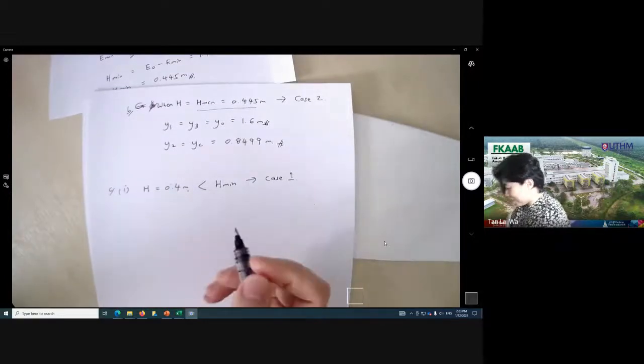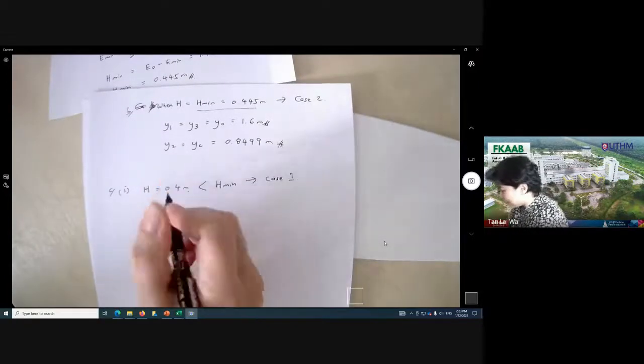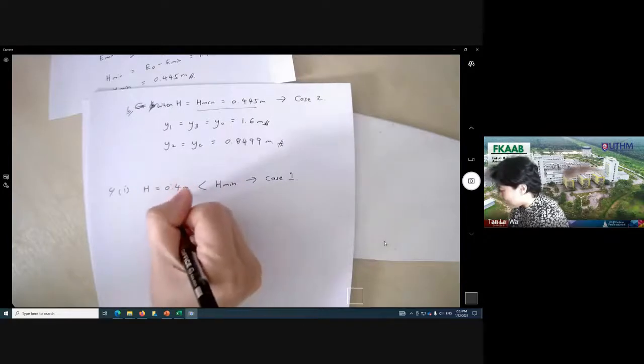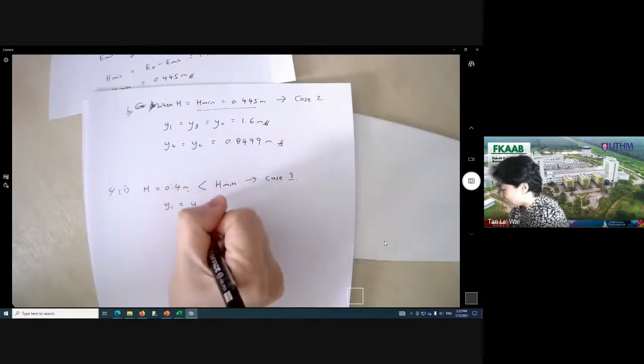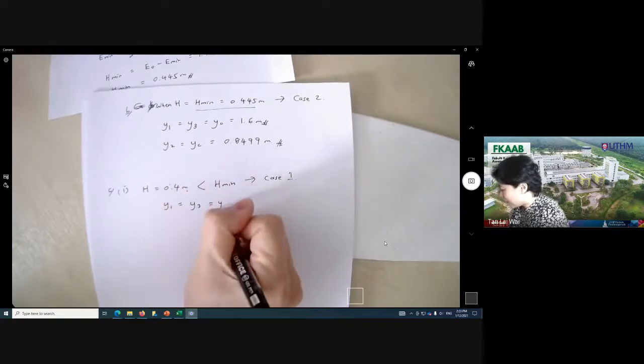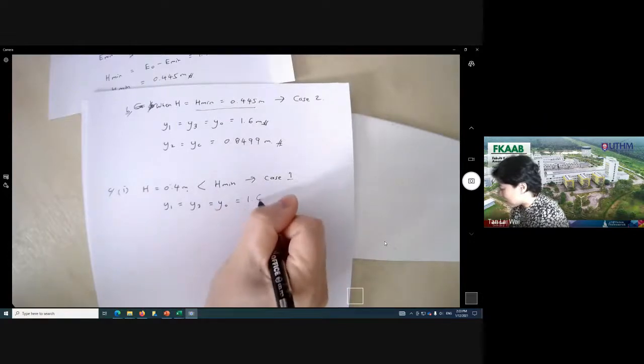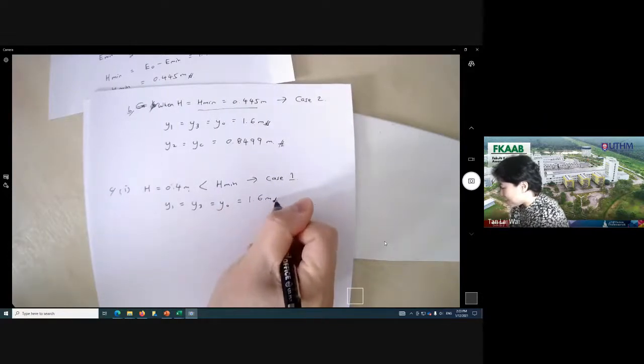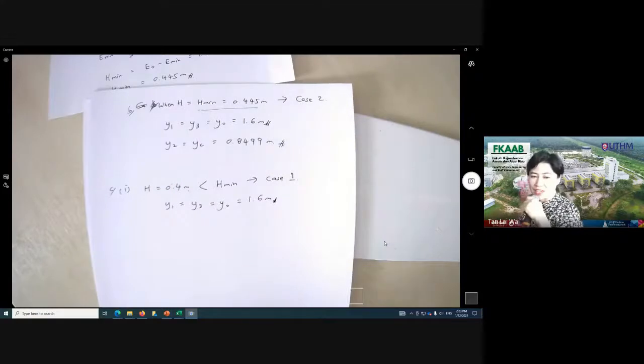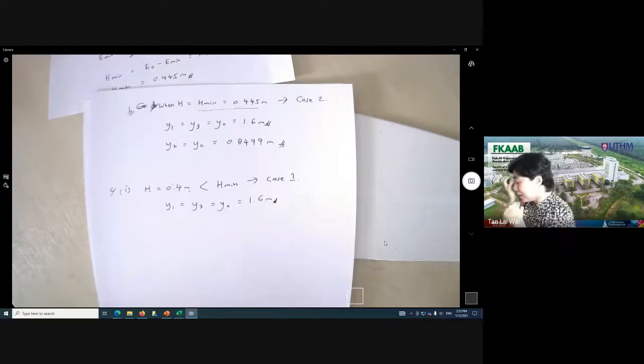Now, for case 1, if you still remember, we have already established that y1 equals y3 equals y naught equals 1.6 meter. So we have solved y1 and y3 already, because y1 is equal to 1.6 meter and y3 equals 1.6 meter as well. So the next thing that we need to find is y2.